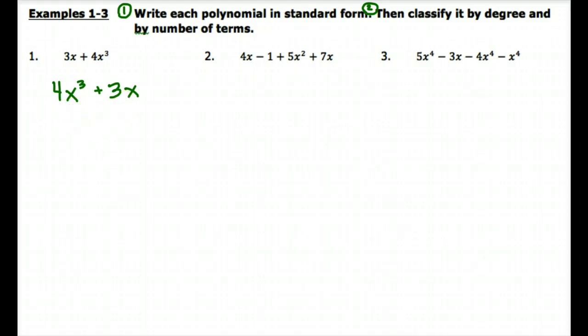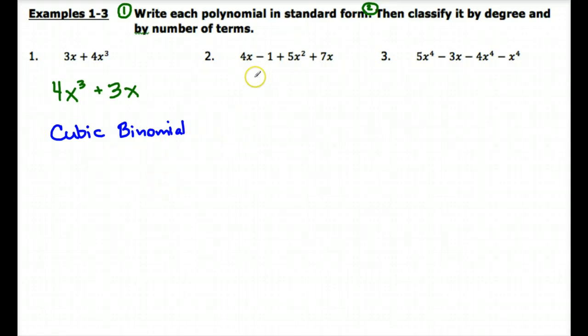Now I'm going to classify this first by degree. It is a cubic polynomial because it has an exponent of 3 as its largest exponent, so we call this a cubic. There are two terms, so we refer to this as a binomial. So 4x cubed plus 3x is classified as a cubic binomial.